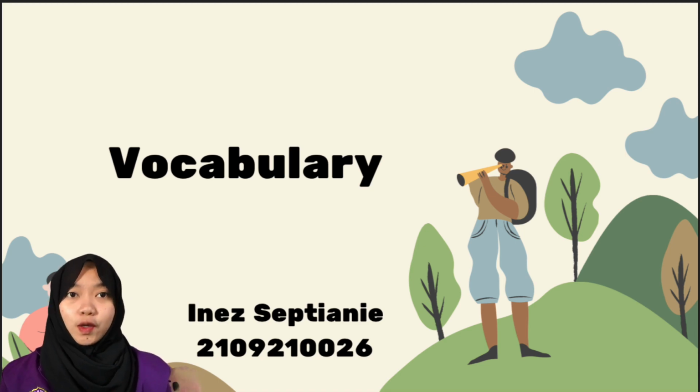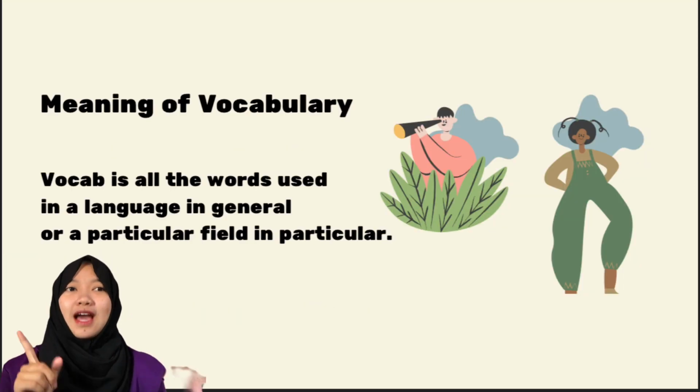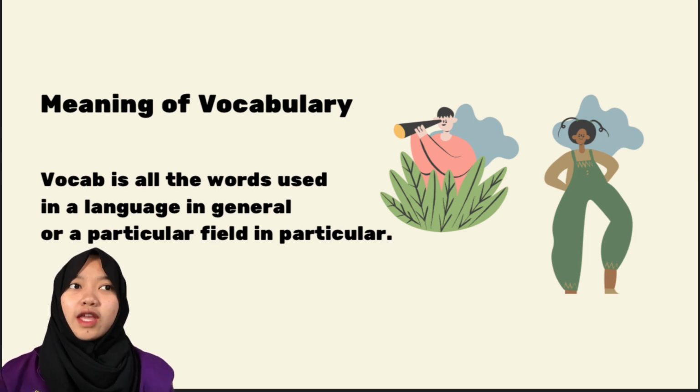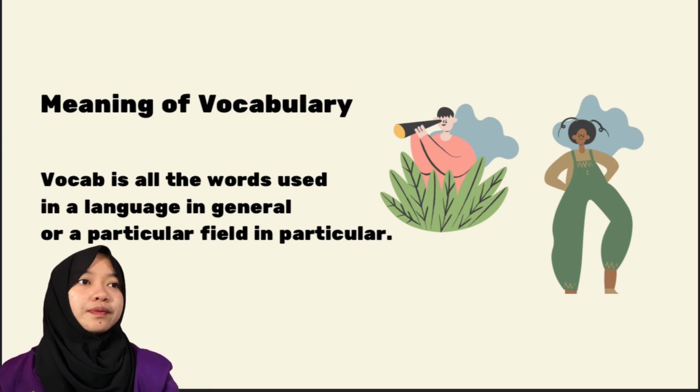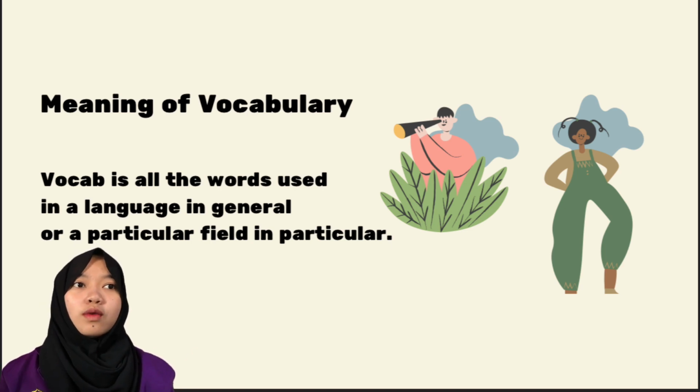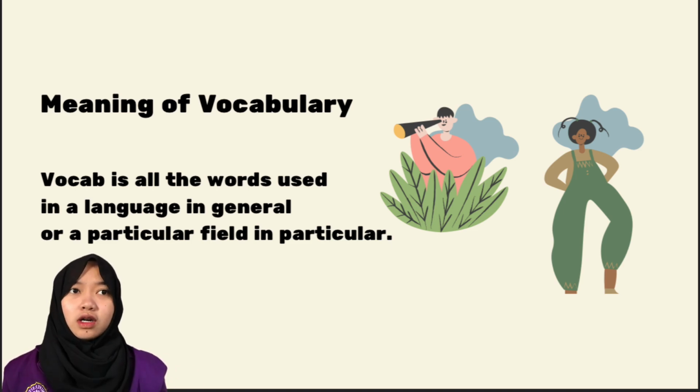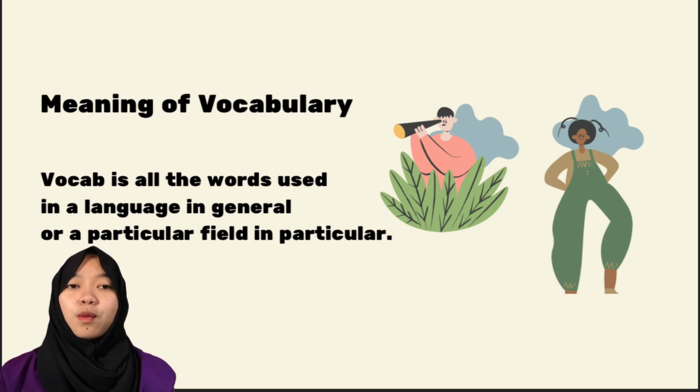Okay, here I will explain about the vocabulary. Does anyone know what vocabulary is? Yeah, vocabulary is all the words used in a language in general or a particular field in particular. The word vocabulary itself comes from the Latin word vocabulum, which means to name and to call. Okay. Vocabulary is also known as word stock, lexicon, and lexis. However, vocabulary is different from grammar, even though they are equally important in English.